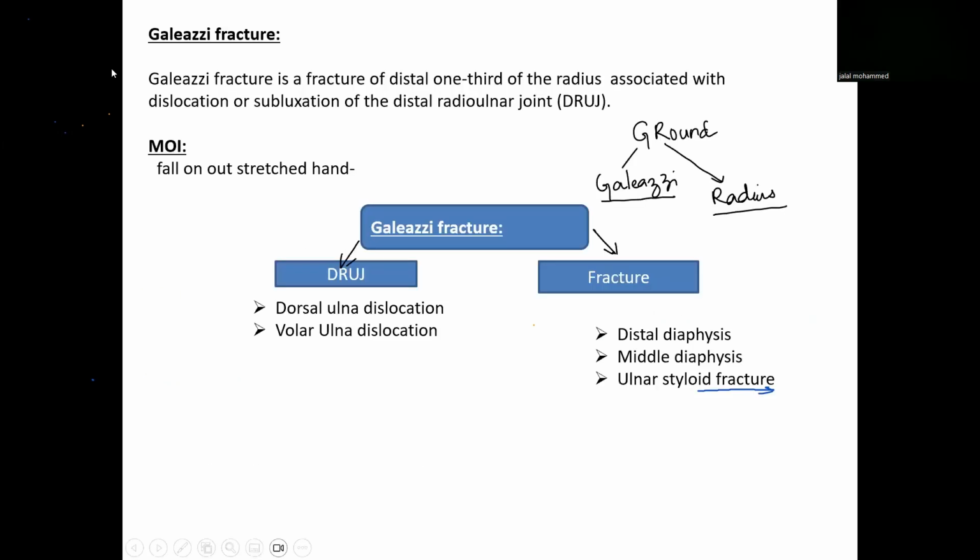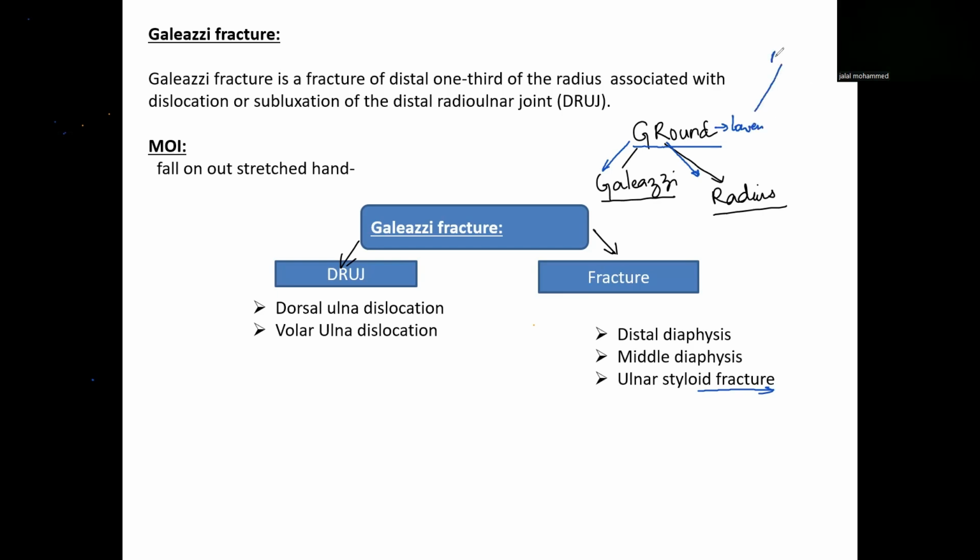Now we'll move on to the second common fracture, that is Galeazzi fracture. Galeazzi fracture is a fracture of the distal third of the radius associated with dislocation or subluxation of the distal radio-ulnar joint. So how will you remember this one? Just remember a mnemonic: ground. Ground means Galeazzi, which is affecting the radius. And ground is always lower.